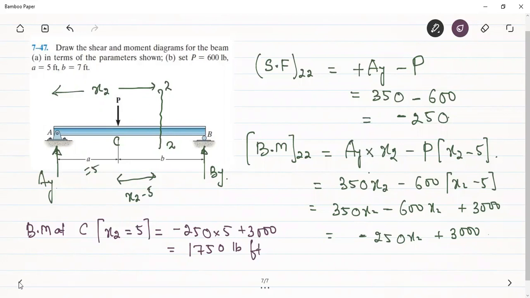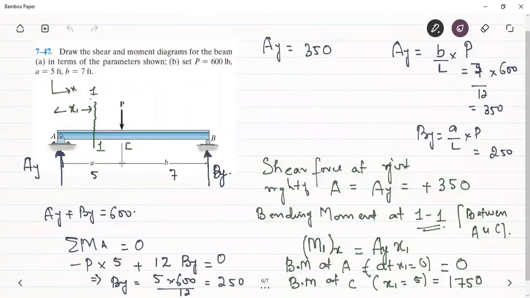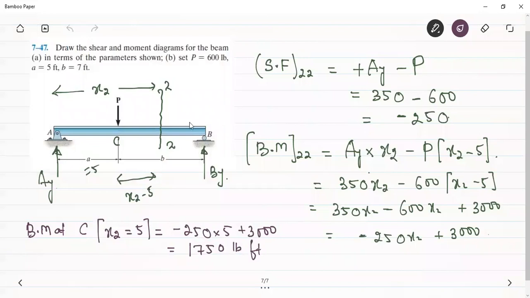Is it the same bending moment which we obtained in the previous slide? The bending moment at C is 1750. The first section was between A and C, the second is between C and B, and we got the same value of the bending moment.